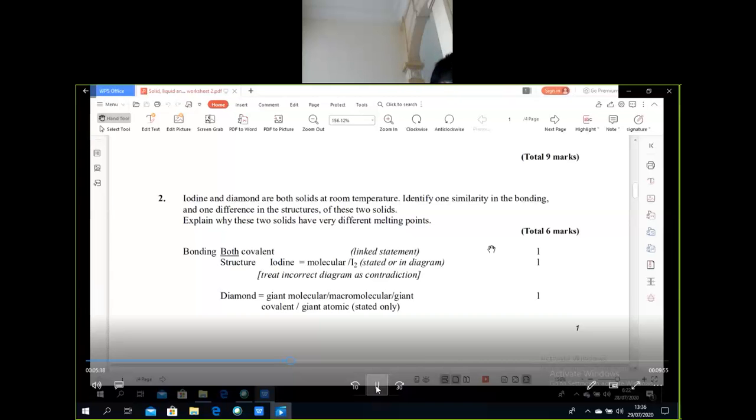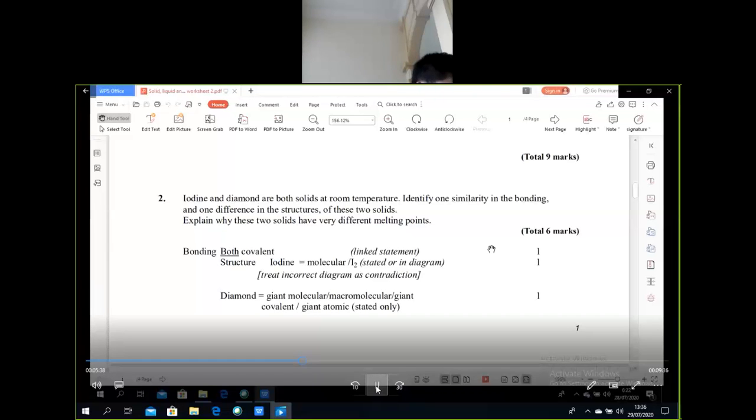Okay, let's see from the perspective of the bonding. Both of them, diamond and iodine, have covalent bonding, the intramolecular forces. The difference is in the structure.